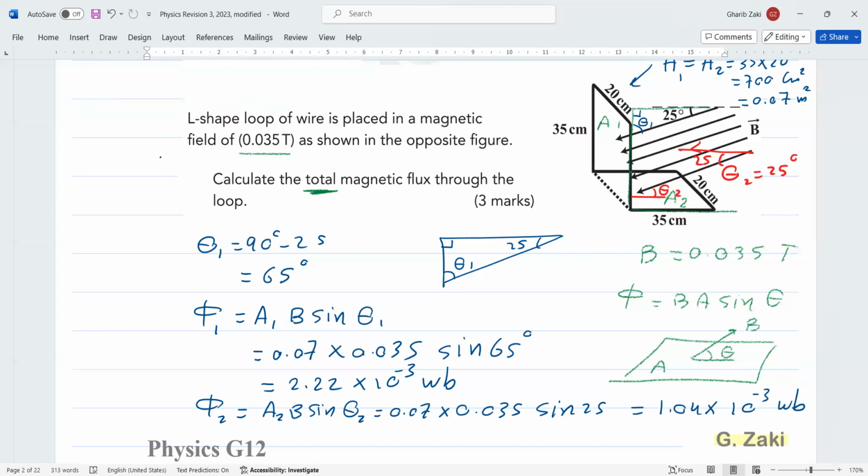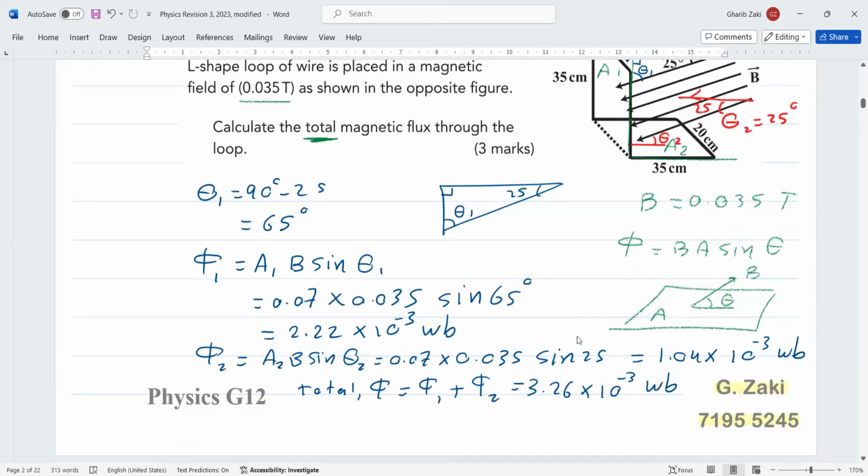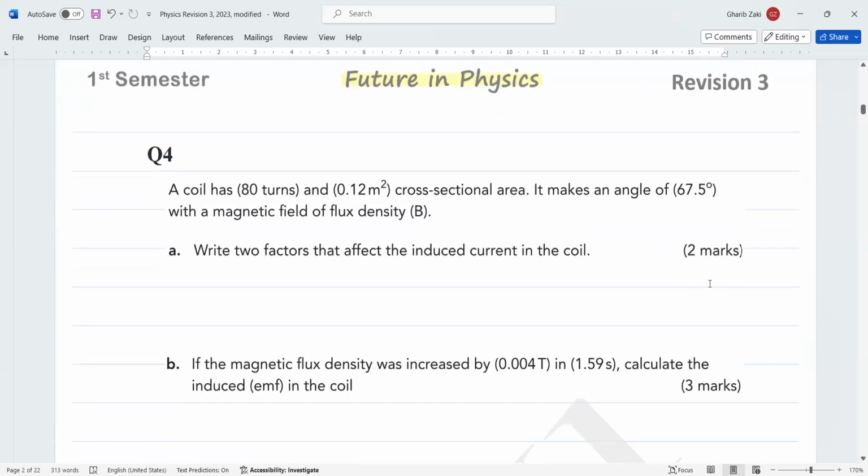Now, what is the total flux? The total flux equals phi 1 plus phi 2. When you add them, it will be 3.26 multiply 10 to the power negative 3 Weber. Okay, guys? Now, next question. Try to solve.